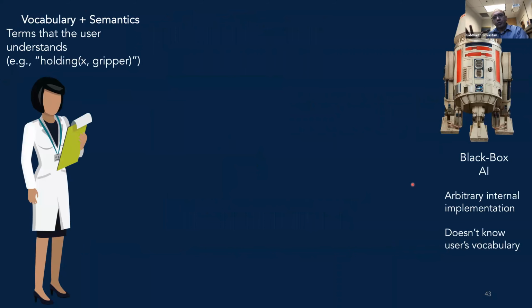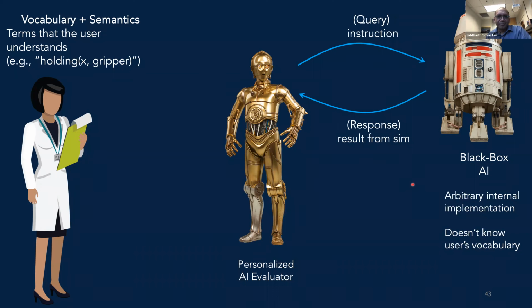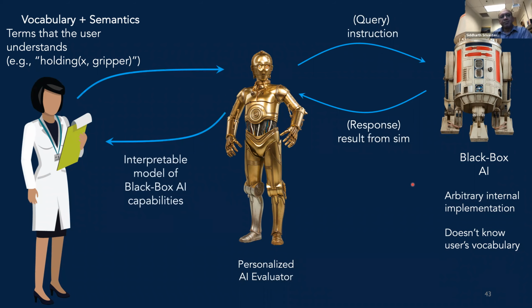And just to overview, the overall setup is as follows. You have this black box AI system, and the user doesn't understand what its capabilities are. And in fact, most of the time, it's not even clear what this thing is saying. Right? So there's this black box AI. And what we want to do, of course, is generate its buddy here. And this guy is going to talk to the robot, the black box AI, on behalf of the user using that limited query response protocol, and eventually get back to the user with an interpretable model of the black box system's capabilities.